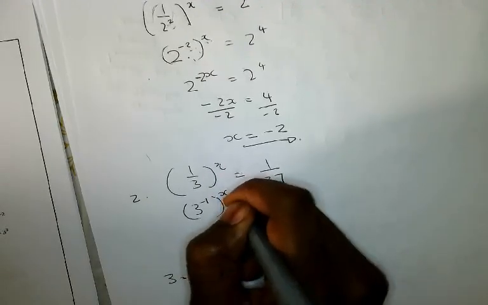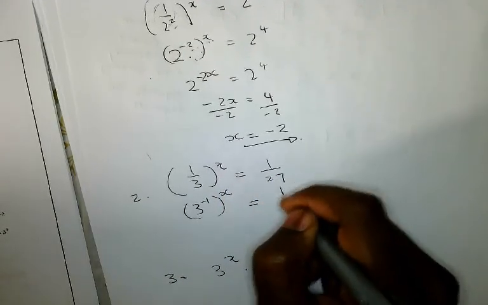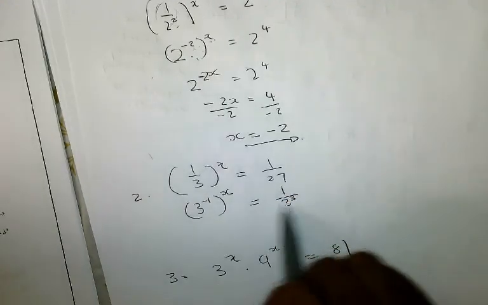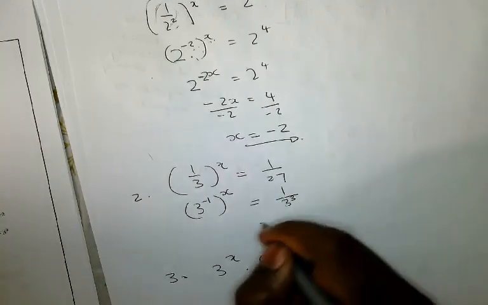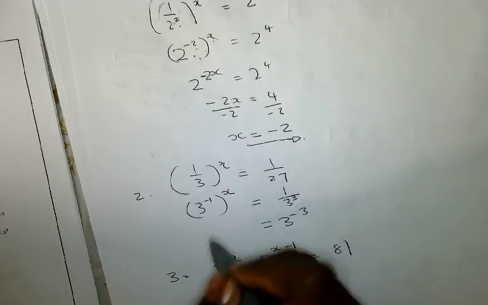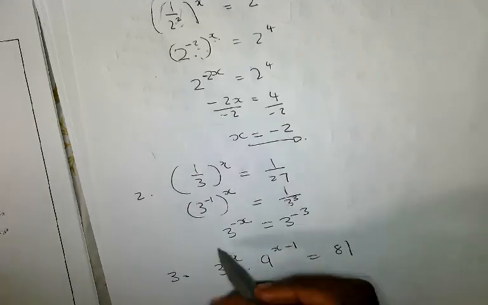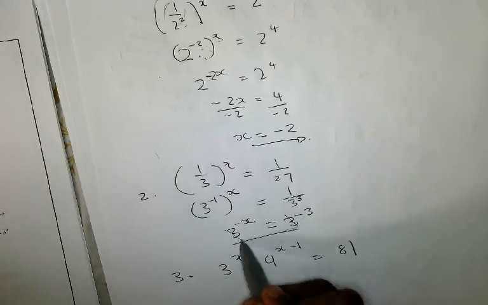This one I can make it like that, with both parts of the same base, so I can equate the exponents. Negative x equals negative 3 divided by negative 1. X is a positive 3. You can check the answer by putting it in the equation.